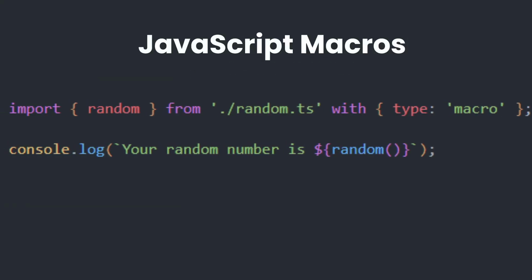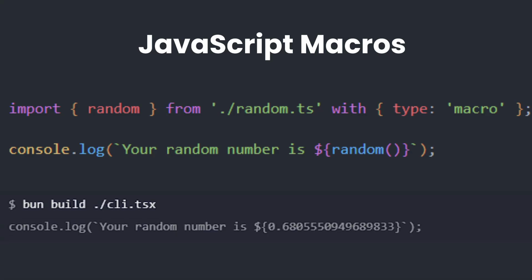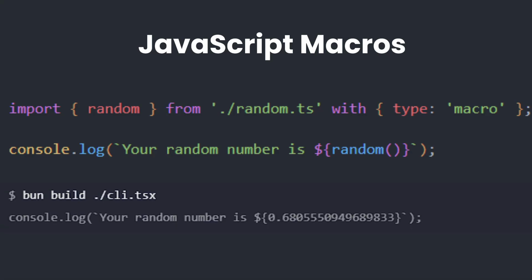Another cool feature of Bun is its JavaScript macros. These allow you to execute JavaScript functions during the bundling process, with the results inlined into the final bundle. This can be useful for injecting environment variables, generating unique identifiers, or performing other compile time computations.